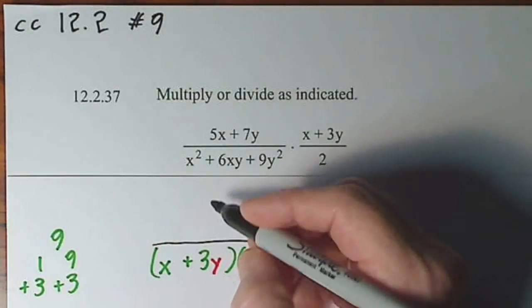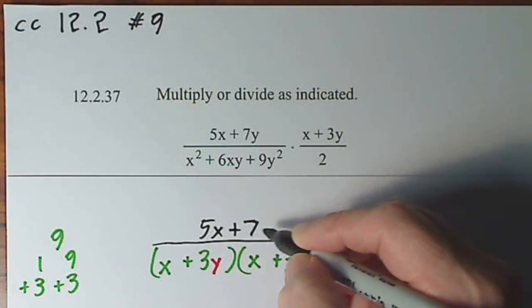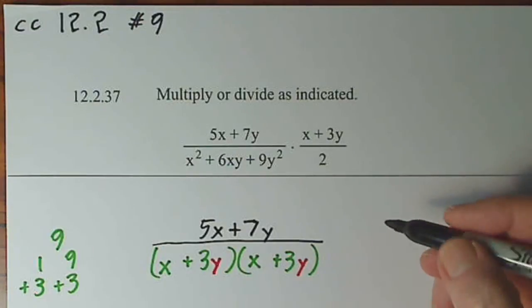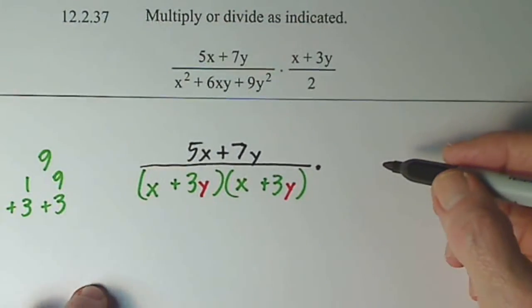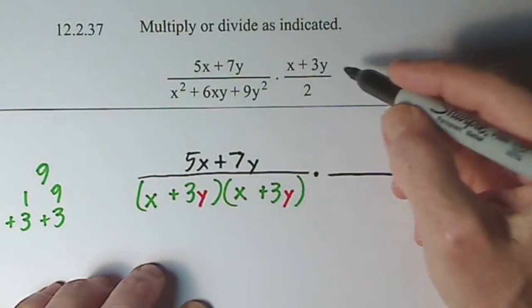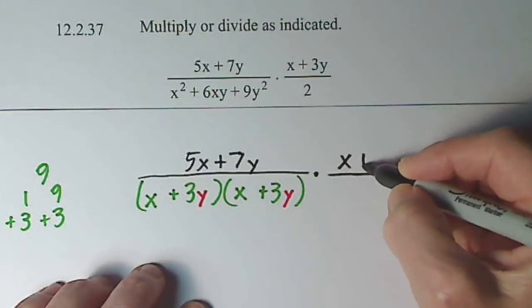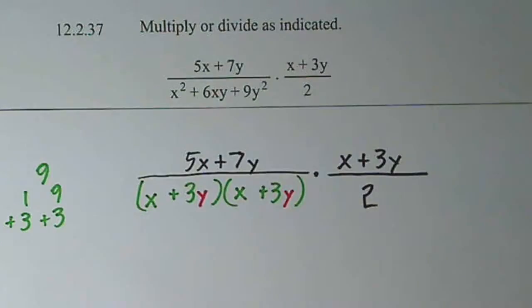Okay, so now we have 5x plus 7y still up top times, maybe we'll slide this up some, x plus 3y, and a 2 on the bottom. So now we look for common factors.